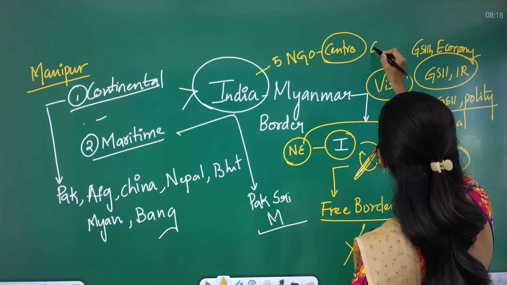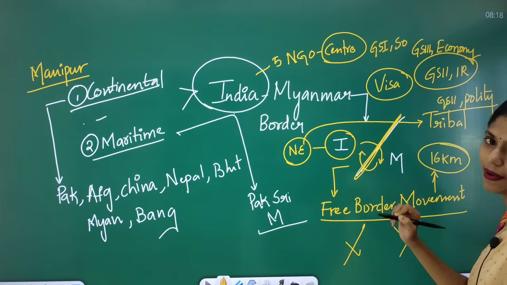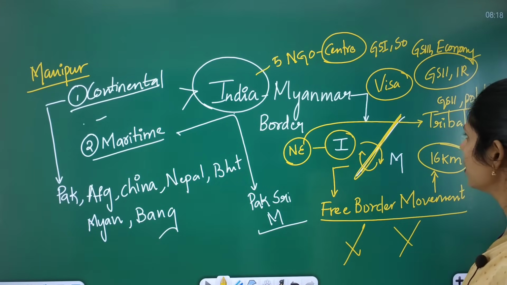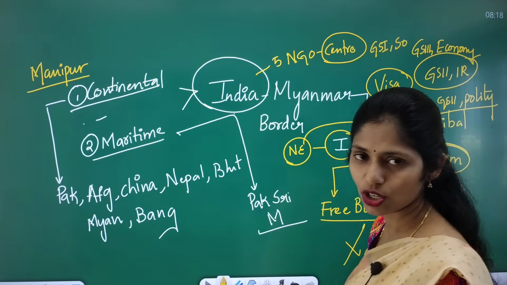And you can also connect with the GS paper 1 under society, because of how it is going to impact the culture of the people there. Okay, so all these are the important dimensions that you can think about this topic.